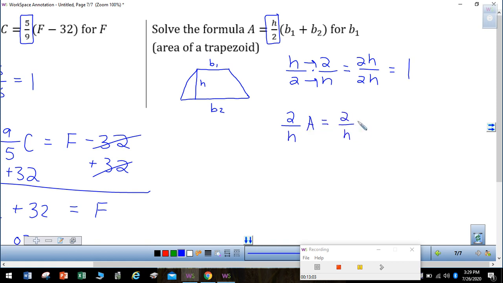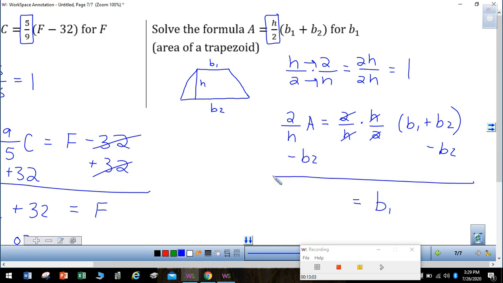The right side, it was 2 over h times h over 2. And then we'll bring down that parenthesis quantity. So all of these pieces here will cancel. That 2 on top cancels with the 2 on bottom. H on top cancels with the h on bottom. And then technically we don't need the parentheses for this part. The last thing we need to do to get B1 by itself is to get rid of B2. B2 is being added, so we're going to subtract B2 from both sides.